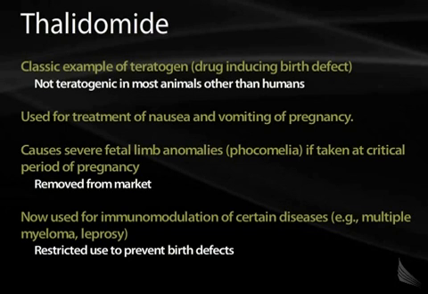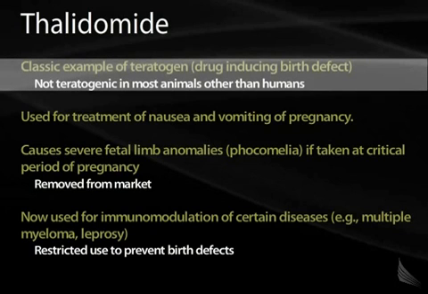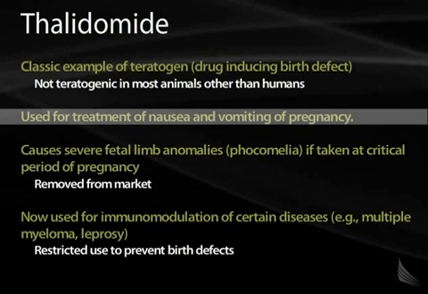Thalidomide is a medication that you should know for the boards. It's very uncommonly given today. This is a classic example of a teratogen, and it was used back in the 60s much more commonly than it is now. It's not teratogenic in most animals other than humans. It was originally used for the treatment of nausea and vomiting during pregnancy.